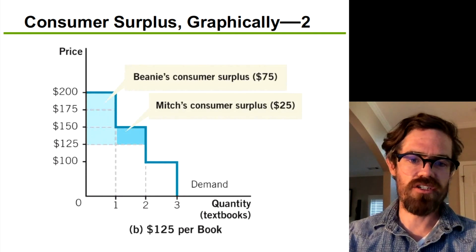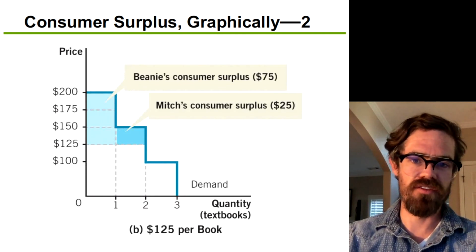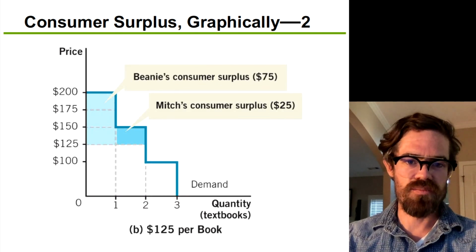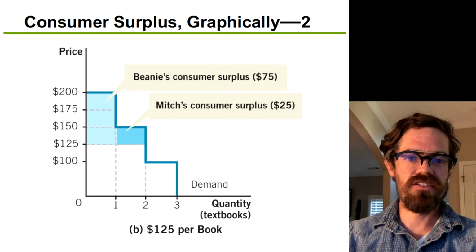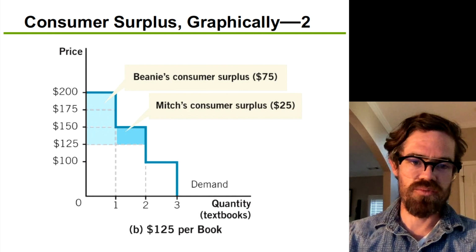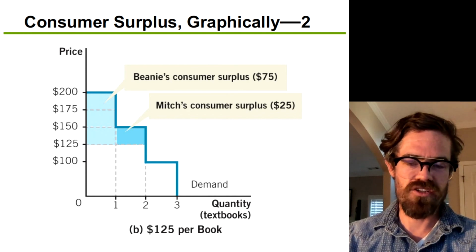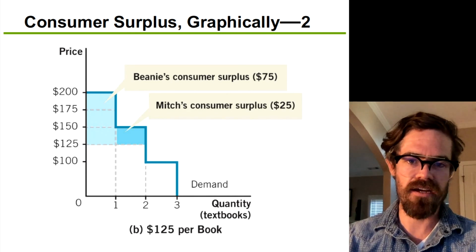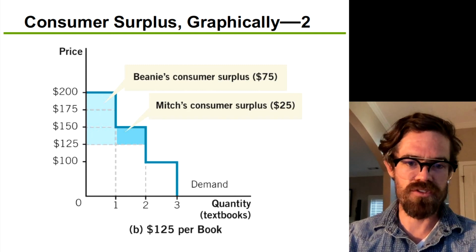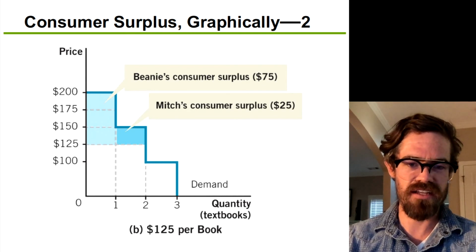Now, if the price of the book dropped to $125, Mitch would be willing to buy it, as well as Beanie. Beanie's consumer surplus would be $75, and Mitch's consumer surplus would be $25, and the total market's consumer surplus would be $100, just adding up their individual consumer surpluses. Again, it would be represented as those areas shaded light blue. Mitch's consumer surplus is a slightly darker blue.